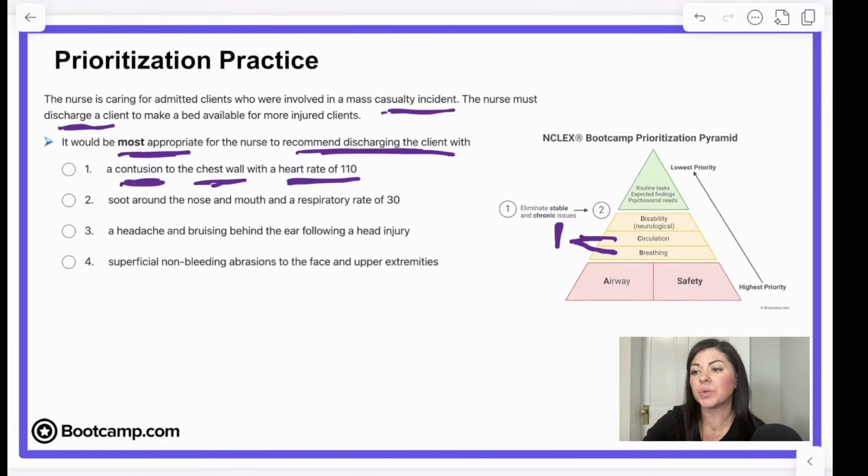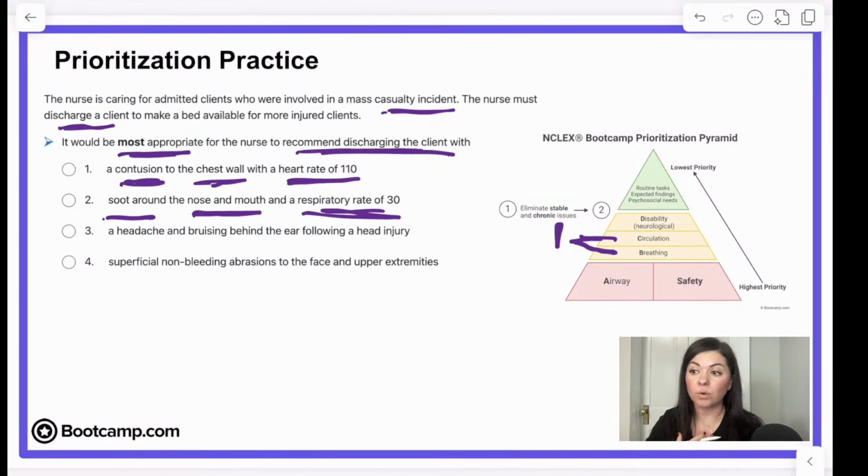And then option 2, this one I want you to pay close attention to these keywords. Soot around the nose and mouth, and respiratory rate of 30, which we know is a little elevated. So they're a little tachypneic. But anytime you see soot around the nose or mouth, or someone is coughing up sputum and there is soot in there, that means that they have breathed in smoke. So we are concerned about an inhalation injury. Now this is very life-threatening.